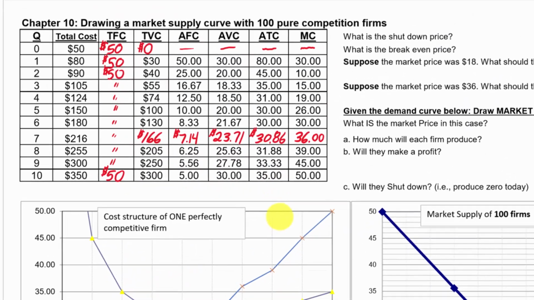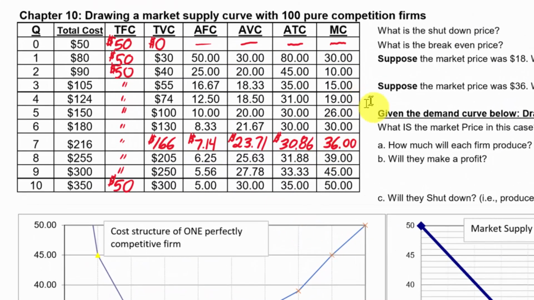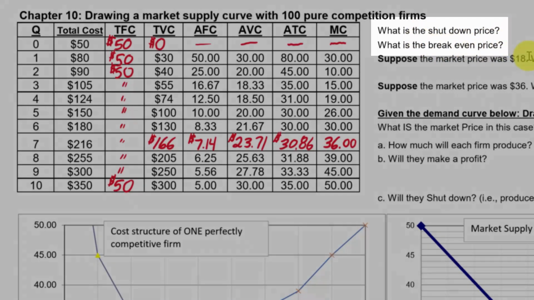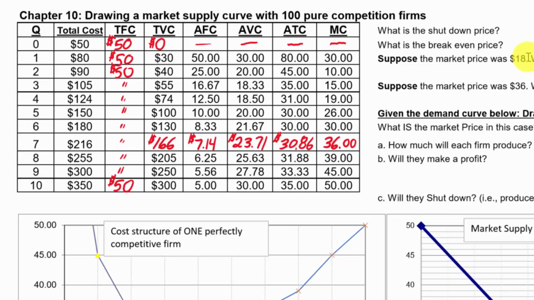So that helps us determine where that minimum is going to be. Now also recall that we want to find 2 prices in our table, the shutdown price and the break-even price. The shutdown price tells us if the price gets below this, our best option is to shut down and produce 0 units. So do you remember how we figured that out? The shutdown price is the minimum average variable cost. So we look at the average variable cost column and we find the lowest it gets, $18.33.